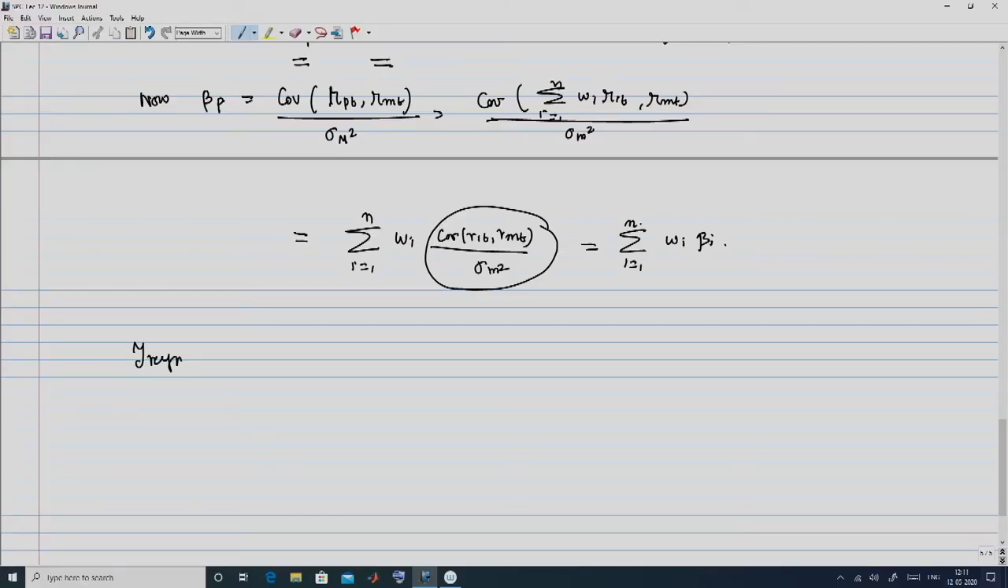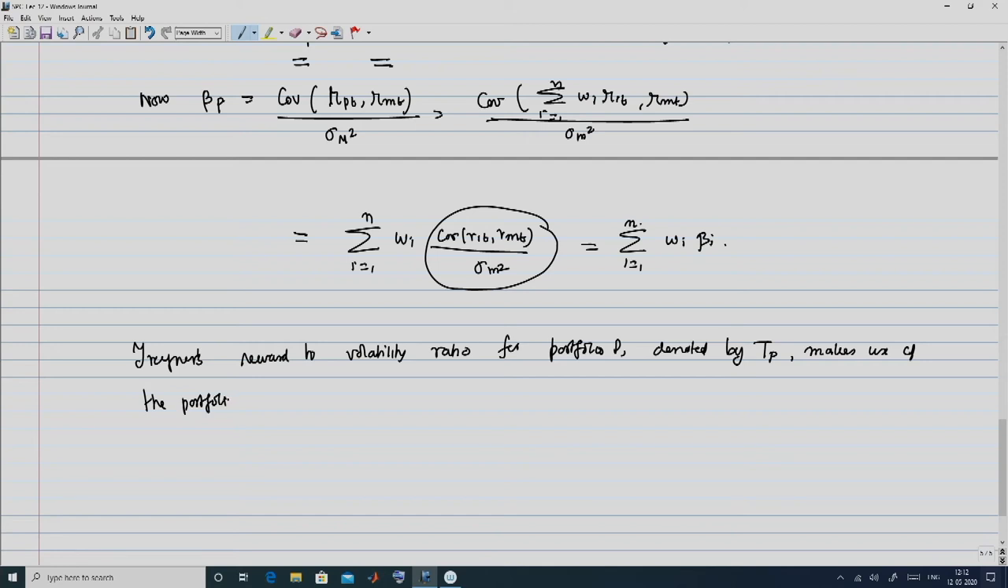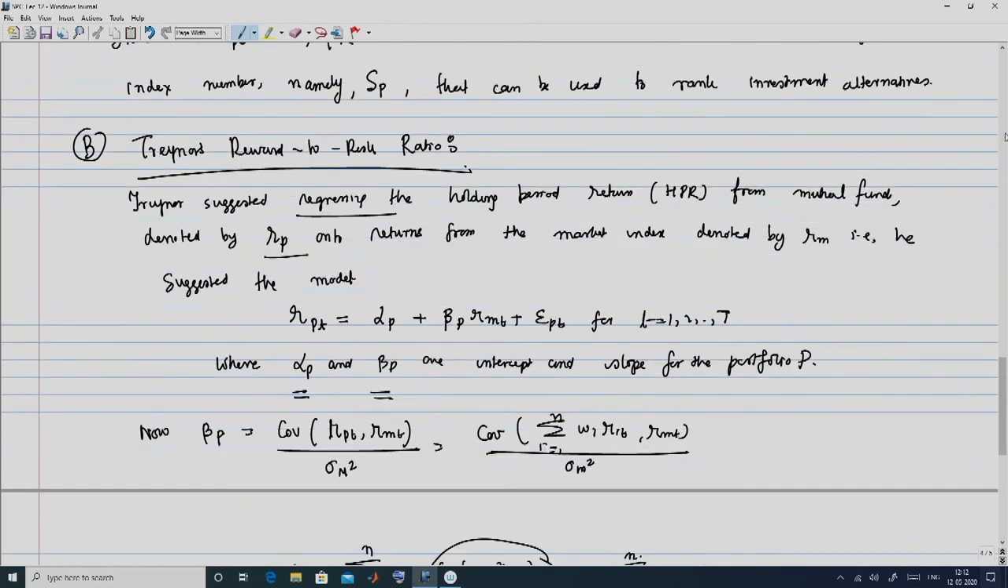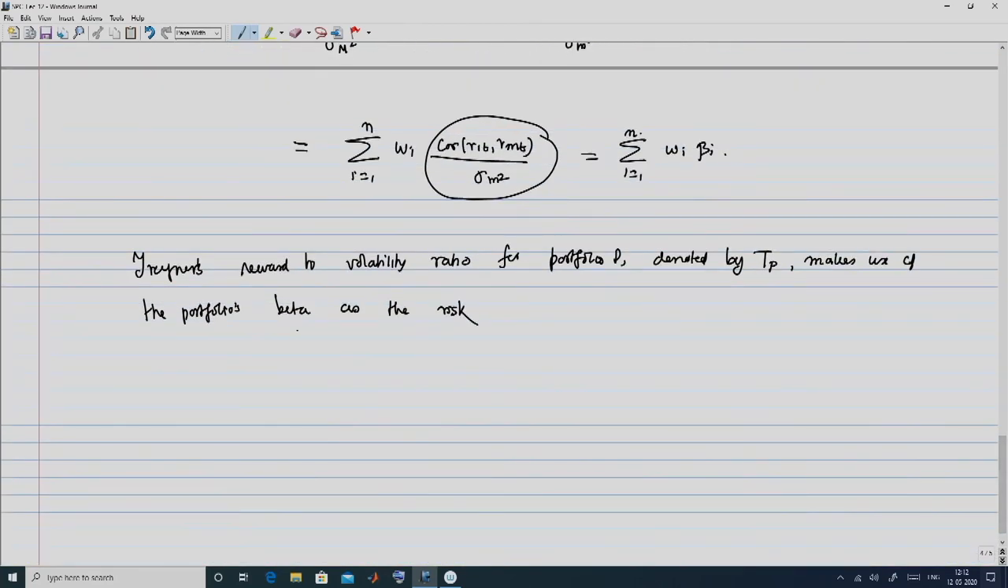Okay, so coming back to Treynor's reward to volatility ratio for portfolio P, naturally we are going to denote this by T subscript P. It will make use of the portfolio's beta as the risk measure. This is in contrast to using standard deviation as the risk measure in the case of the Sharpe ratio. So now we are going to use beta as the measure of risk.